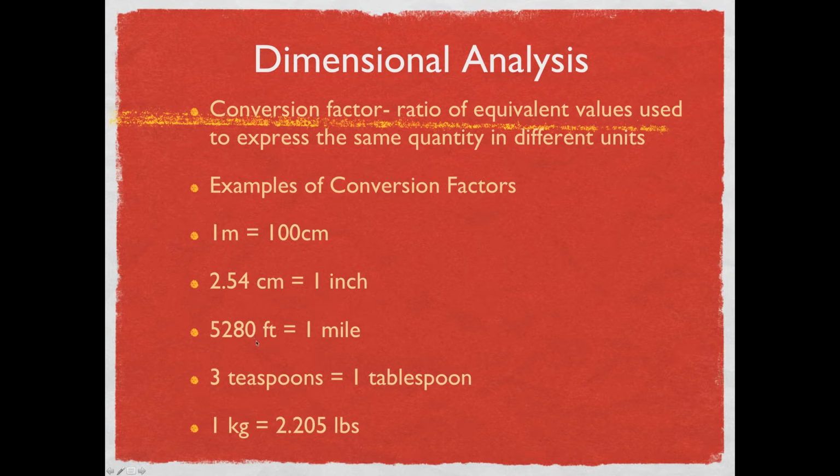Then, of course, you can have conversion factors for English only. For example, 1 mile equals 5,280 feet. That is a conversion factor between two distances in the English system. 3 teaspoons to 1 tablespoon. So this is a cooking conversion factor. For every 3 teaspoons you have, that's 1 tablespoon. And then another connection between mass and weight for metric versus inches. 1 kilogram of mass is equal to 2.205 pounds.